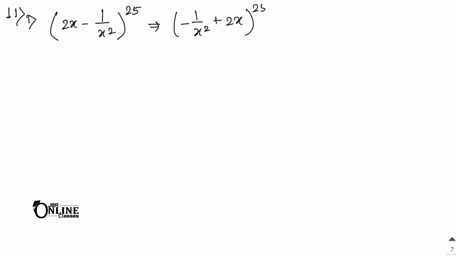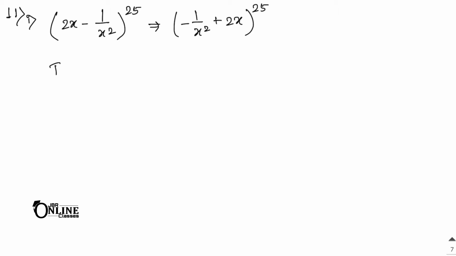Find the 11th term from the end in the expansion of (2x minus 1 by x squared) to the power 25. So that means first you have to change this one to find the 11th term from the end. So it will now be (1 by x squared plus 2x) to the power 25. Okay, that means now you have to find the 11th term of that expansion.